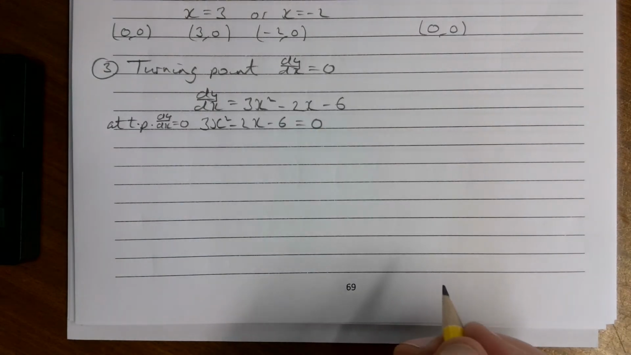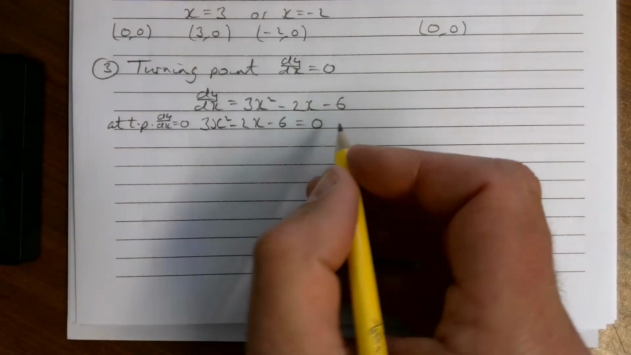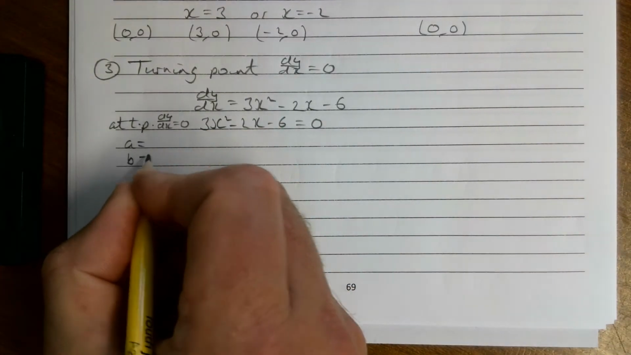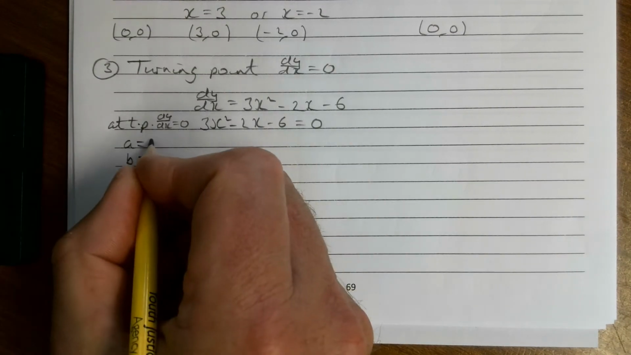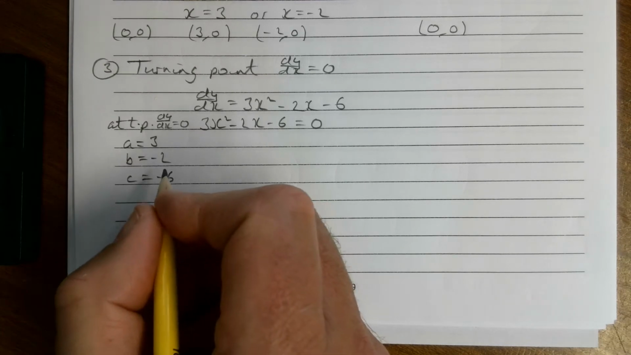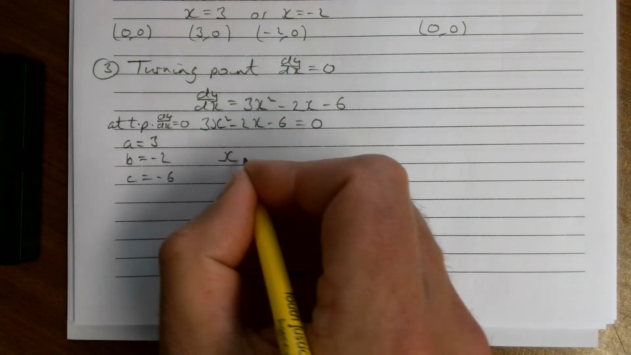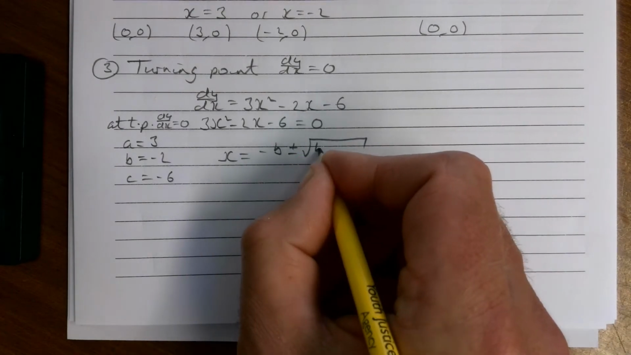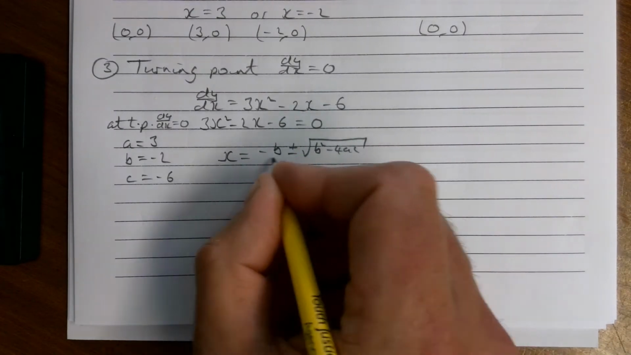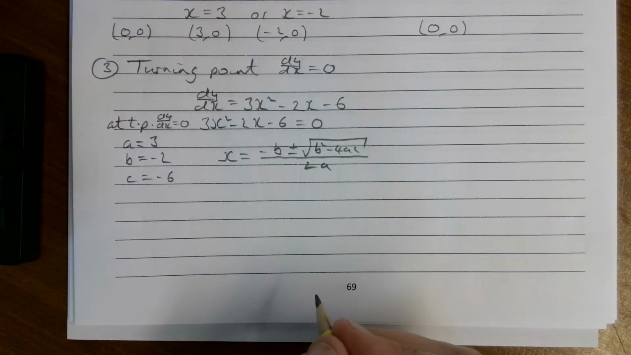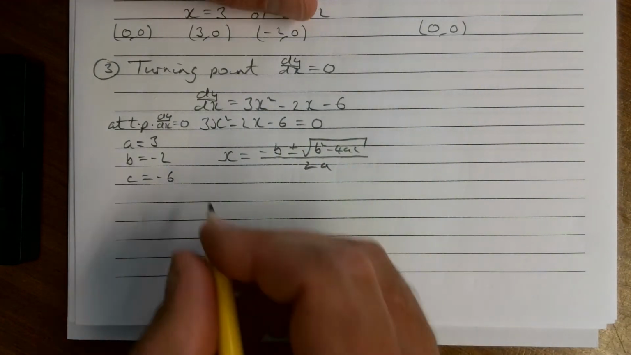This one doesn't factorize, so we're going to have to use the formula. So we'll be putting in a equals, b equals and c equals. Our a is 3, our b is minus 2, and our c is minus 6. And we're going to be using x equals minus b plus or minus the square root of b squared minus 4ac, all over 2a. Again, you should be well versed with that and know how it works.